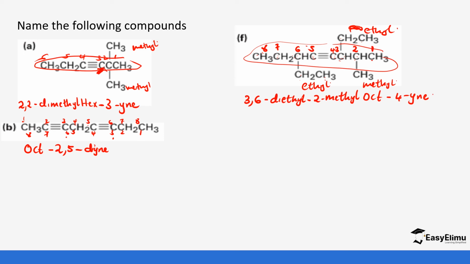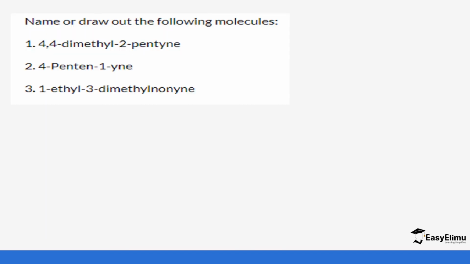So let's do a bit of some drawing. Name and draw out the following molecules. So we have 4,4-dimethylpent-2-yne. We start with the parent name, pentane with a triple bond at carbon number 2. So there are 5 carbons. And then carbon number 2 is where we have the triple bond. And then we have a methyl at carbon number 4.